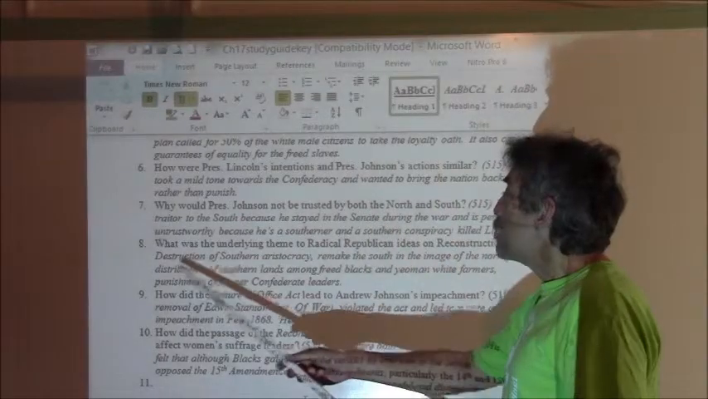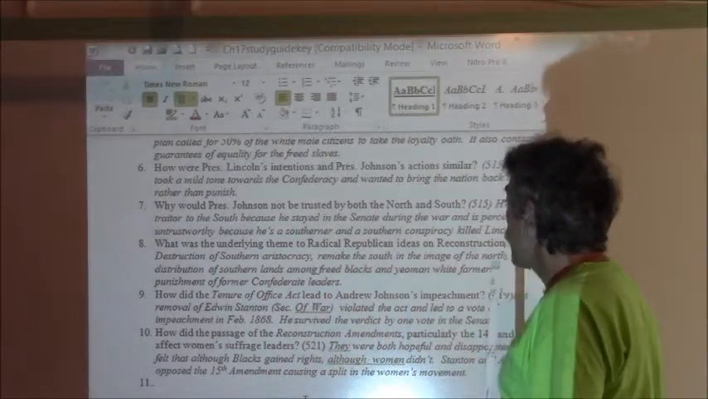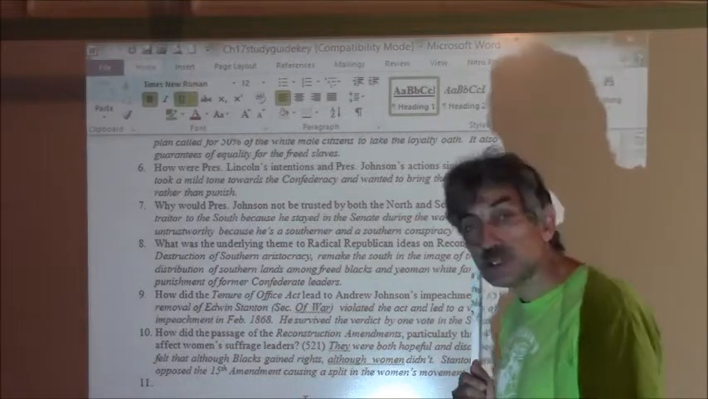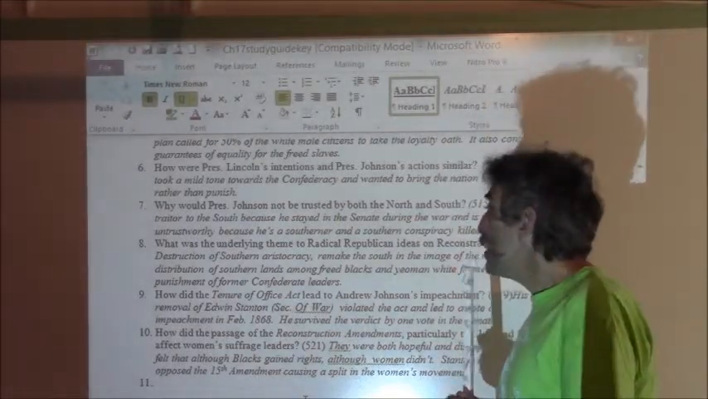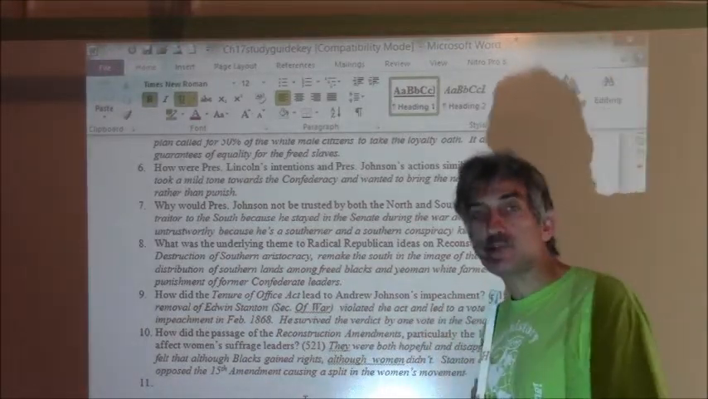Number 8, what was the underlying theme to the Radical Republicans' ideas on Reconstruction? They were punitive. They wanted to destroy the Southern aristocracy, and they wanted to make the South into a model of the North.